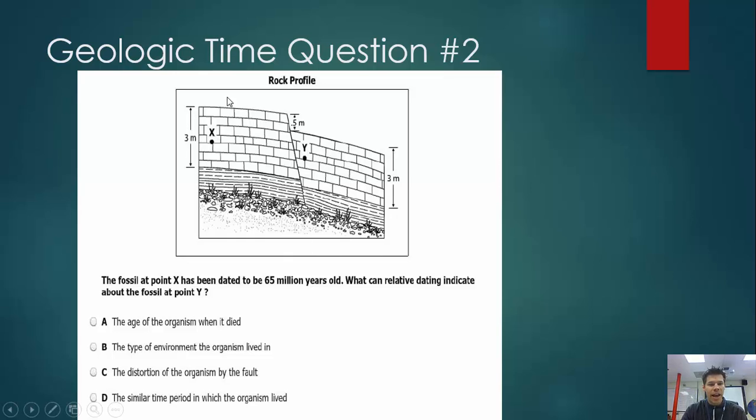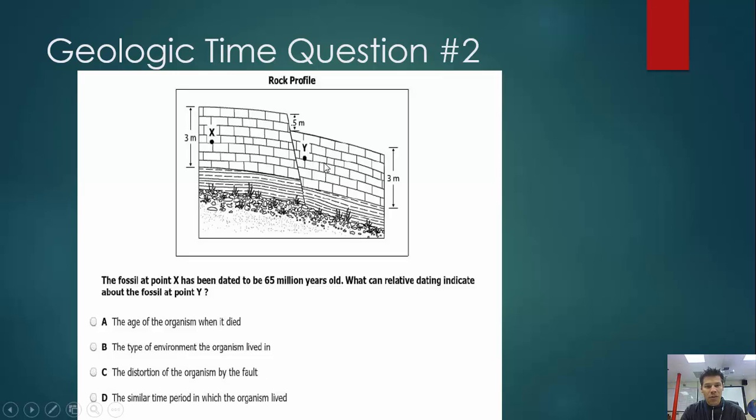Okay, the fossil at point X right here has been dated to be 65 million years old. What can relative dating indicate about the fossil at point Y? Alright, so remember, relative dating isn't going to give you an exact age of the rock, but it's going to tell you, relatively speaking, which one's older or which one's younger, based on which one's higher and lower in the rock layer. So if you look really close, fossil X and fossil Y are in the same layer of rock, so they're roughly the same age.